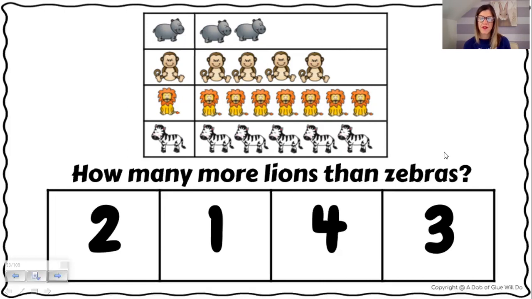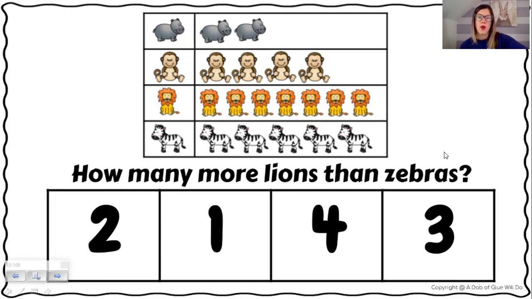7 take away 5. The way that I solve it is I start at 5 and I count up to 7. See how many fingers I have. 5, 6, 7. How many do I have up? 2. So 7 minus 5 equals 2.